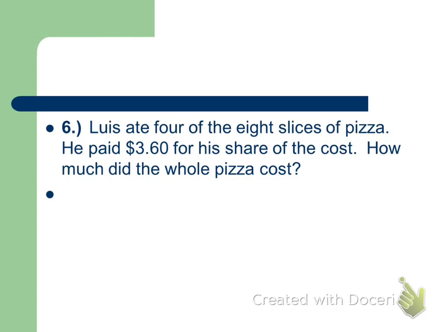All right, on number 6, Luis ate 4 of the 8 slices of pizza. He paid $3.60 for his share of the cost. How much did the whole pizza cost? So if Luis ate 4 out of 8 pieces, we could write 4/8, but we know that that reduces down to 1/2. So he ate half of the pizza.